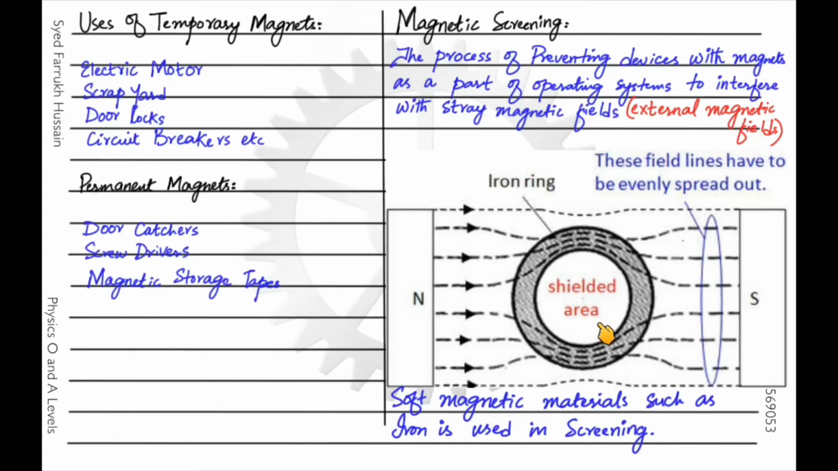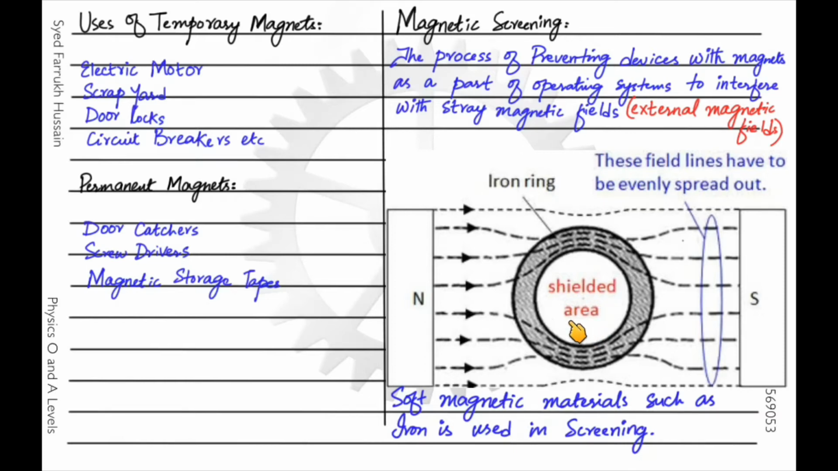So this area can be called shielded area or screened area. This is how you protect the devices that have permanent magnets as part of the system, to stop interfering with the external magnetic field lines, so that the magnet of the system performs its function effectively.